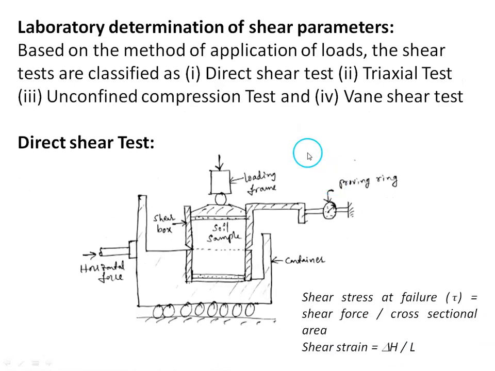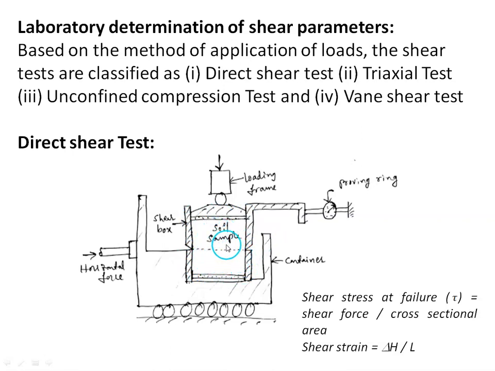Then laboratory determination of shear parameters. Based on the method of application of loads, the shear tests are classified as direct shear test, triaxial test, unconfined compression test and vane shear test. First let us see the direct shear test. Here there is a cell which is divided into two parts. The soil sample is placed inside this cell.